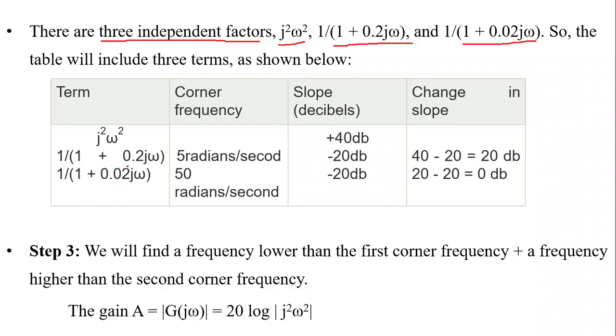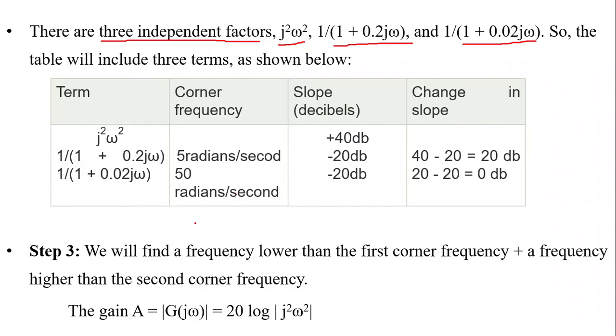In the denominator we have one more term, that is 1 divided by 1 plus 0.02 j omega. For this we have the corner frequency of 50 radians per second, and the corresponding slope for this term is minus 20 dB. Then we have to find the change in slope: we already have 20, minus 20, so at last we get 0 dB. This is the representation of the independent factors in the given transfer function.